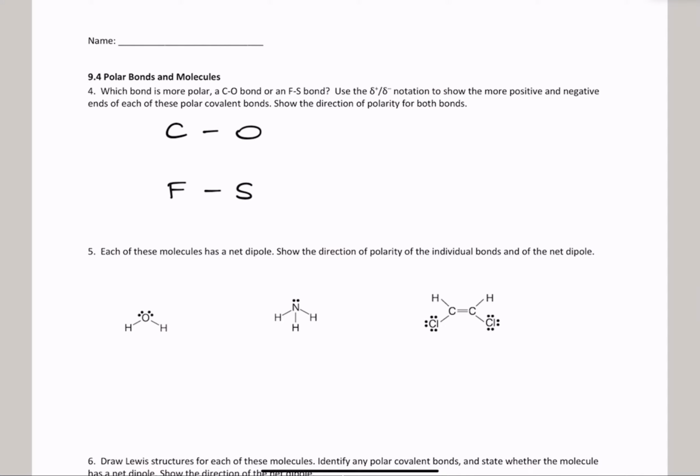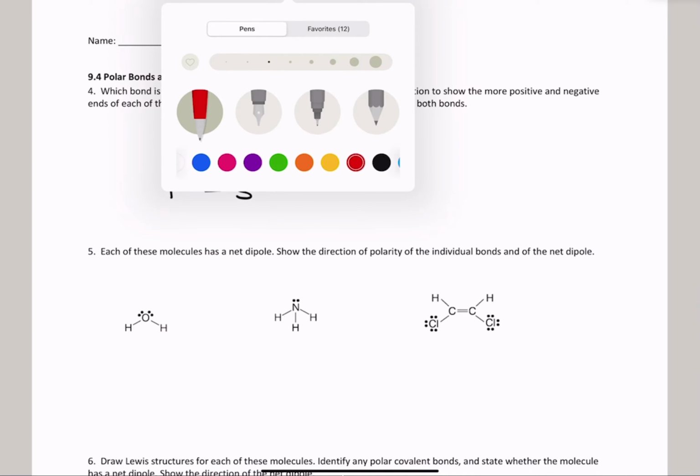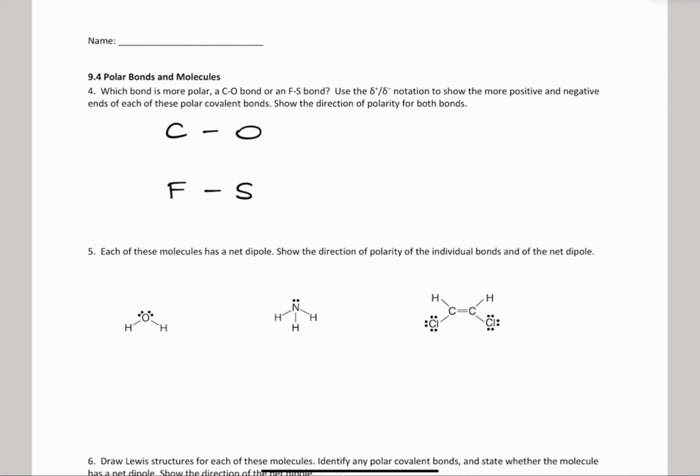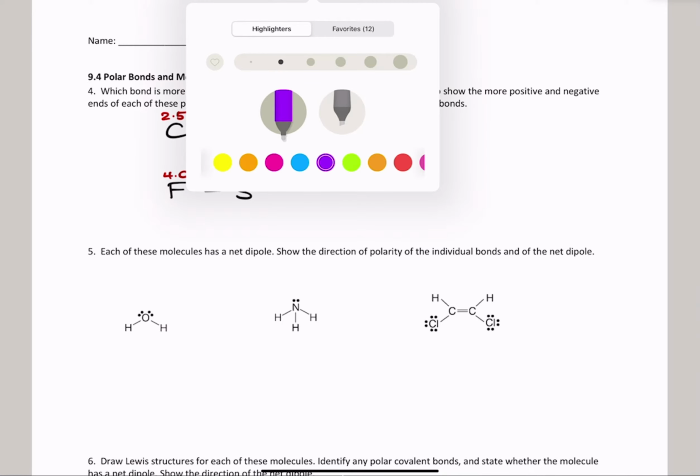We're going to grab the scale to determine the electronegativity of each. Carbon has an electronegativity of 2.5. By the way, electronegativity has no units. Oxygen is 3.5. F is 4.0. S is 2.5. We will calculate the delta EN, which is the difference between the two.